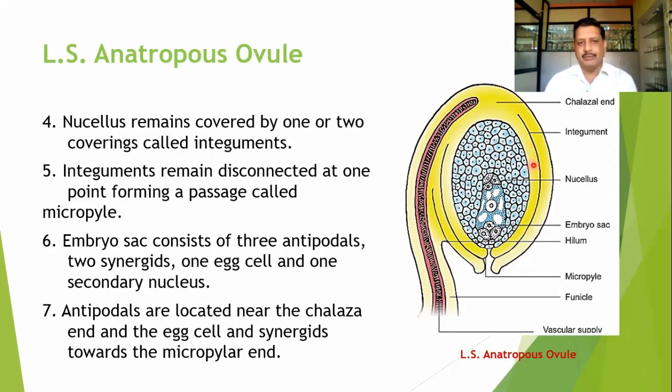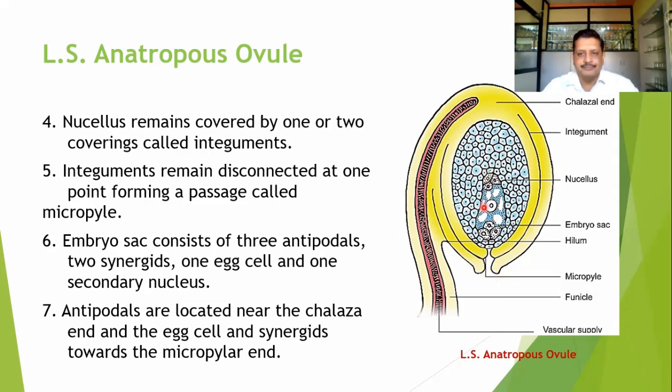These integuments remain discontinuous at one point, forming a passage called the micropyle. So where there is the opening, this opening is known as the micropylar end, and this end is known as the chalazal end. So the base is nothing but the chalazal end, and the opening is the micropylar end. The embryo sac consists of 3 antipodals, 2 synergids, and 1 egg cell.